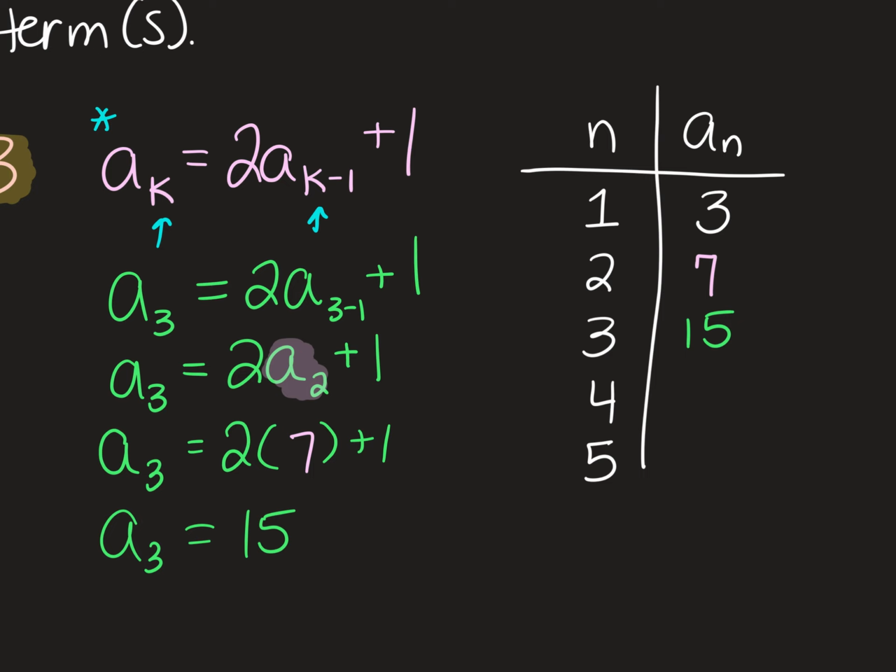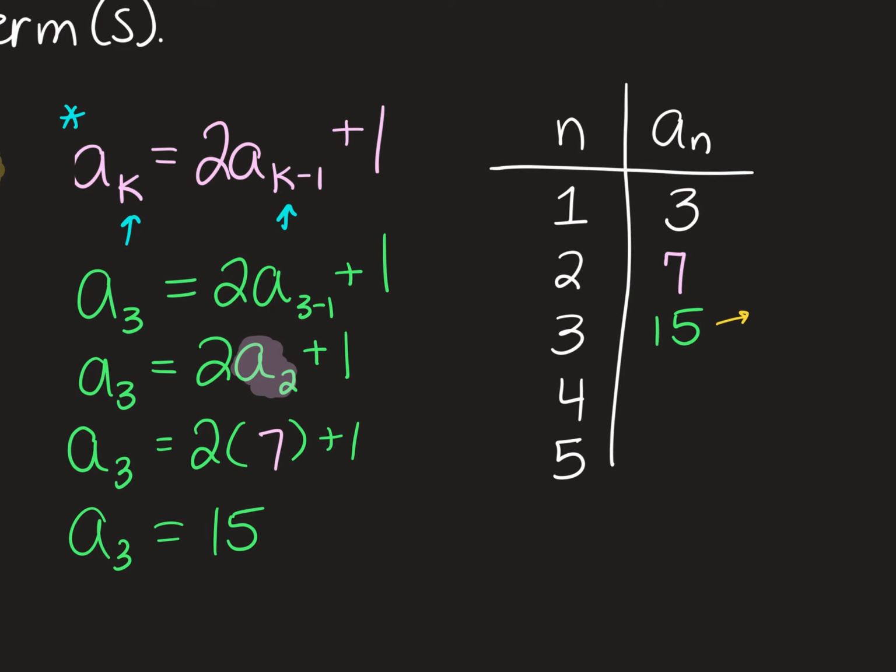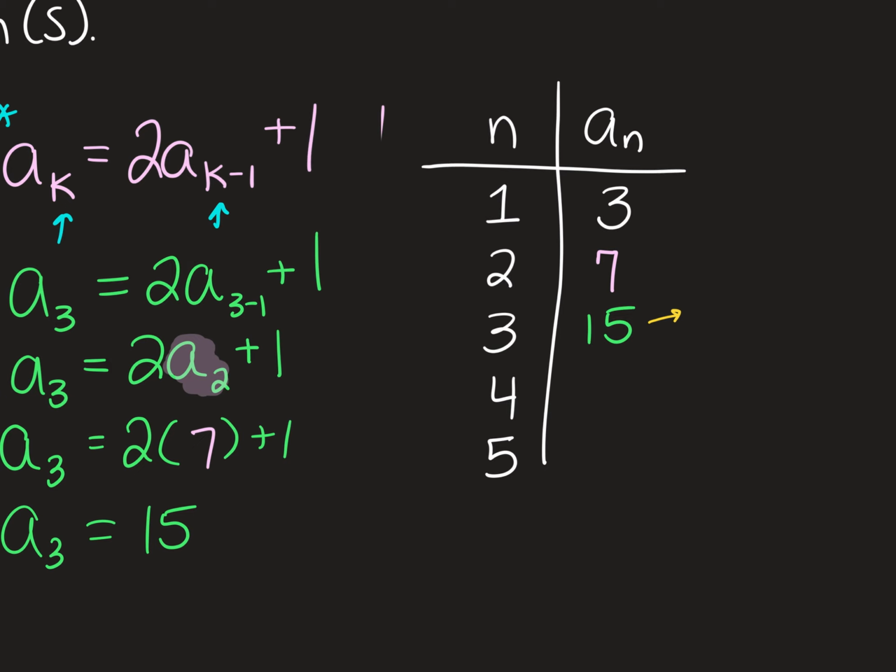All right, so to find term 4, what this recursive definition is telling us to do is take 2 times the term in front of the term you want to find and then add 1. That's what that means. So essentially, I'm going to take whatever I just found, which is 15, multiply it by 2 and add 1. And what do I get? I get 31. That's the next term.